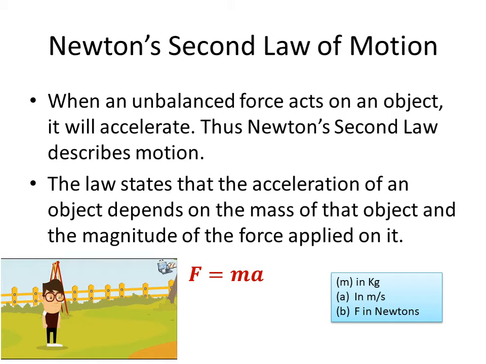What does it state? Newton's second law of motion states that the acceleration of an object depends on two factors, which are the mass and the force. The mass of the object and the force used on this object in order to cause it to move or to stop or to change direction or whatever. How do we represent it? We represent it by the formula F equals m times a, where F is the force, m is the mass, a is the acceleration.